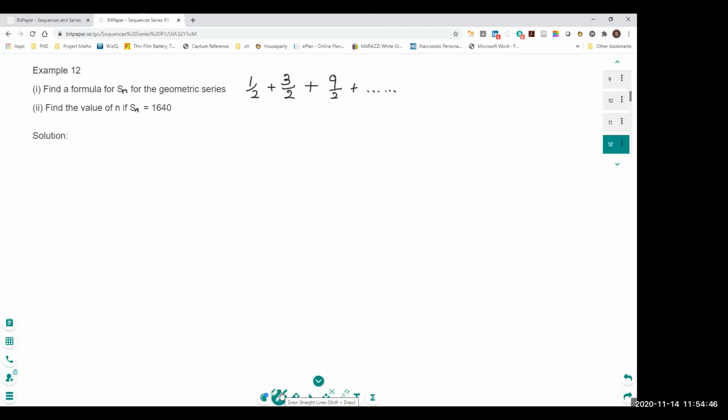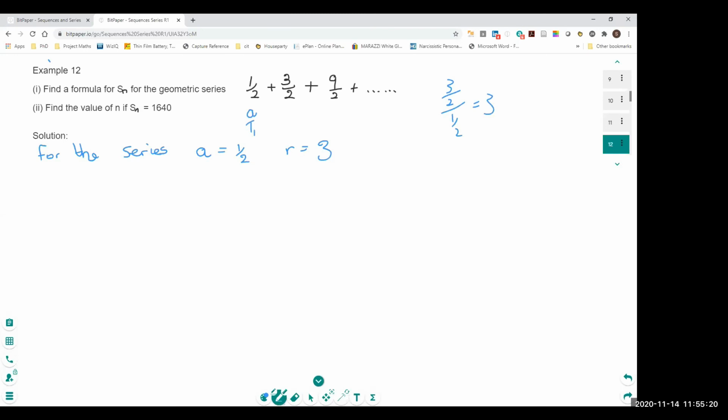Okay, so for the series, what we have, a is equal to what? a is the first term, remember. a is equal to a half. And r is equal to what? Well, if you divide 3 over 2 by a half, you get 3. So there's our constant ratio.